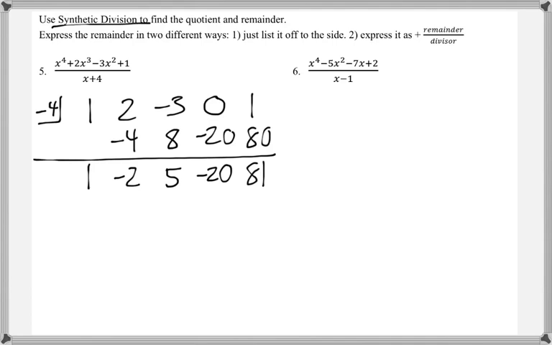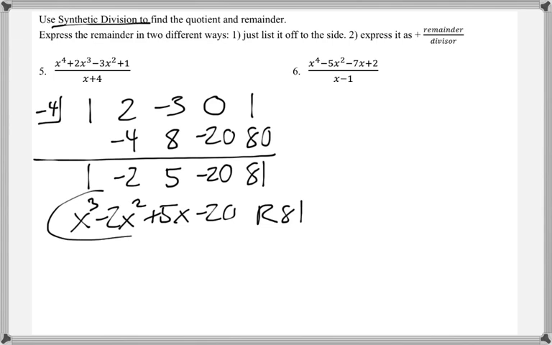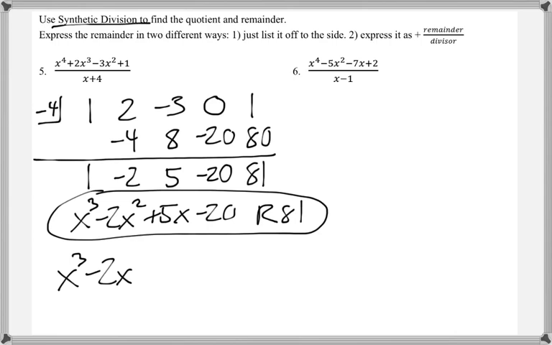So I want to translate this back into the polynomial form, and it's always one power less than what we start. So because I start with an x to the fourth, it's an x cubed. So this will be x cubed minus 2x squared plus 5x minus 20 with the remainder of 81. So that's one way to write it. And the other way is with our remainder to put that as 81 over x plus 4.